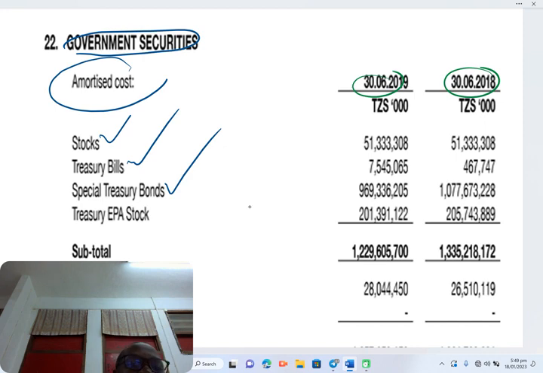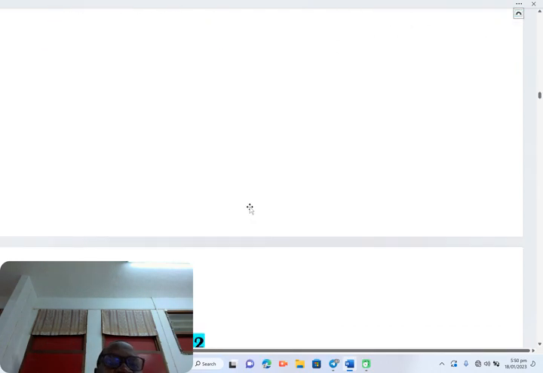Again, we have Treasury EPA stock. The term EPA means external payment arrears. The term escrow has another meaning in banking settlement. Although we have the fraud on the escrow account. Again, we have fraud on the EPA account. So let us get started. Okay, let me go and see.